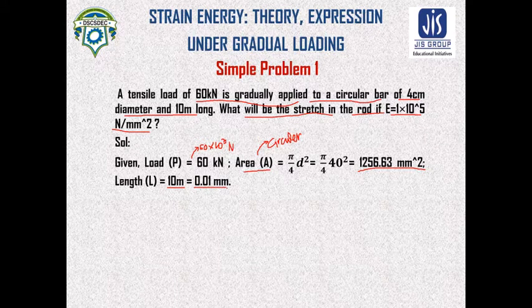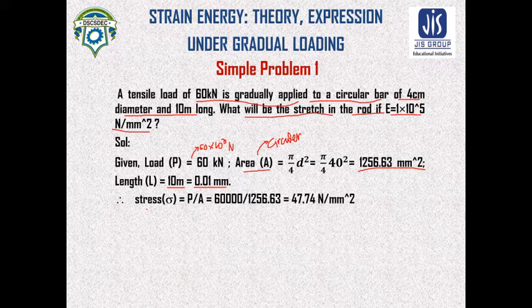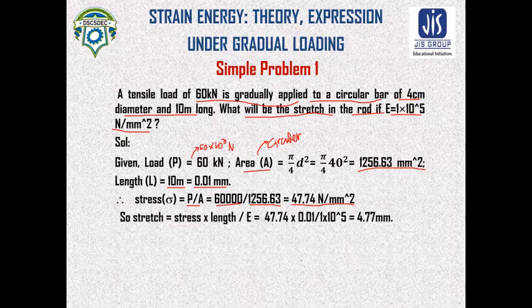Now stress: in the formula that we have derived, stress in gradual loading is equal to load by area, that gives us P by A, that is 60,000 by 1256.63, that is 47.74 Newton per millimeter square. This is stress. We need to find out the stretch. Stretch means the elongation.